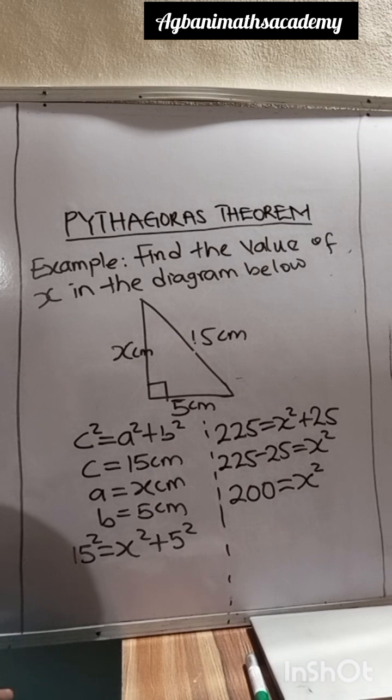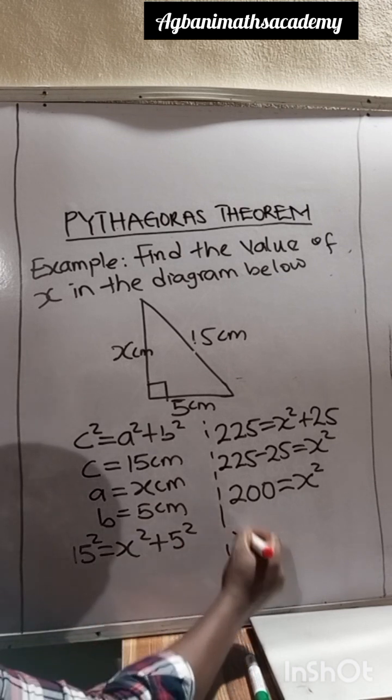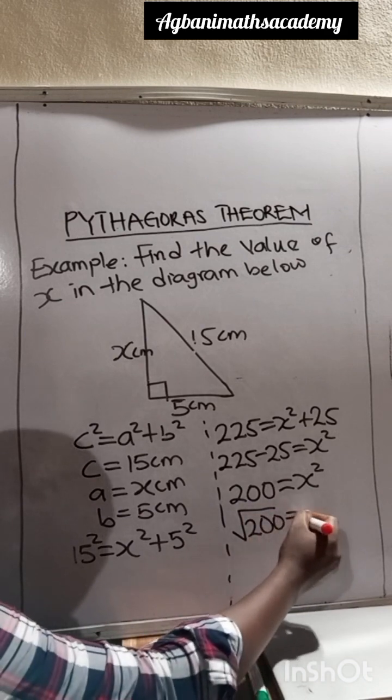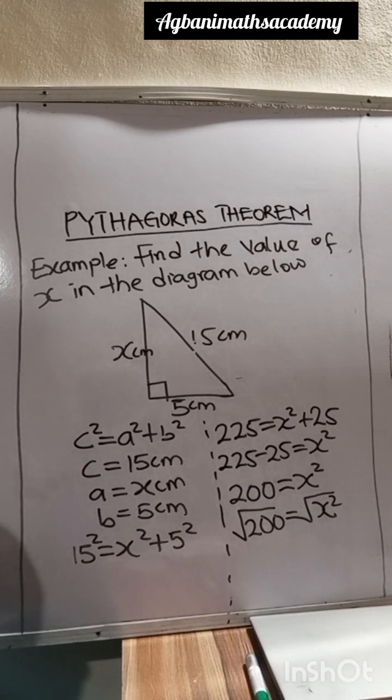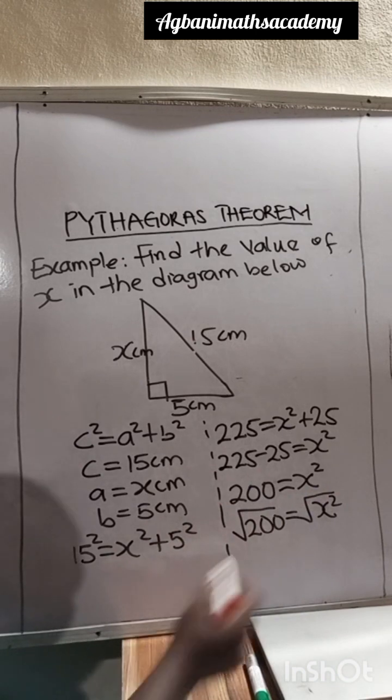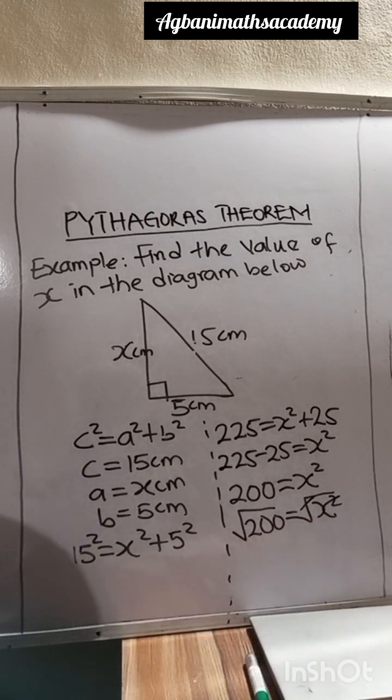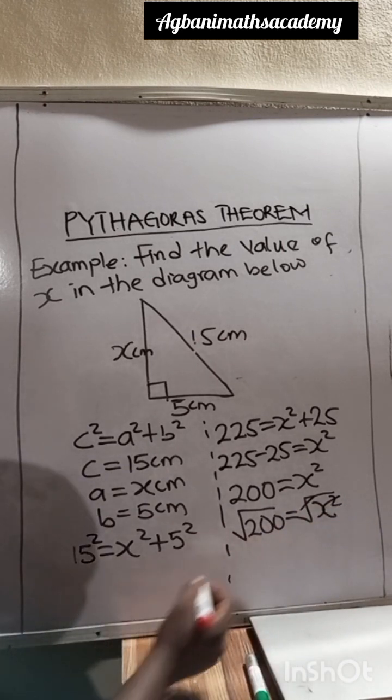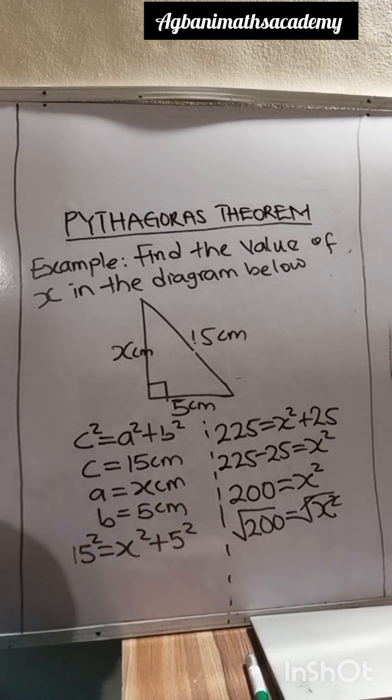So that's it. Next, we've not gotten x, we only have x squared is equal to 200. So to get x, we are going to find the square root of both sides. So this is going to be square root of 200 is equal to square root of x squared. So we are trying to get the value of x. Square root and square will cancel each other out because they are opposite terms. Next, we are going to have square root of 200. Square root of 200 is 10 root 2, correct? But we don't need it in that form. Let's get it as a decimal number.